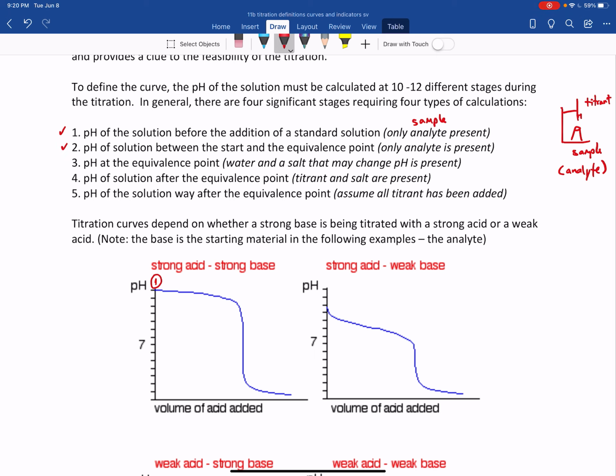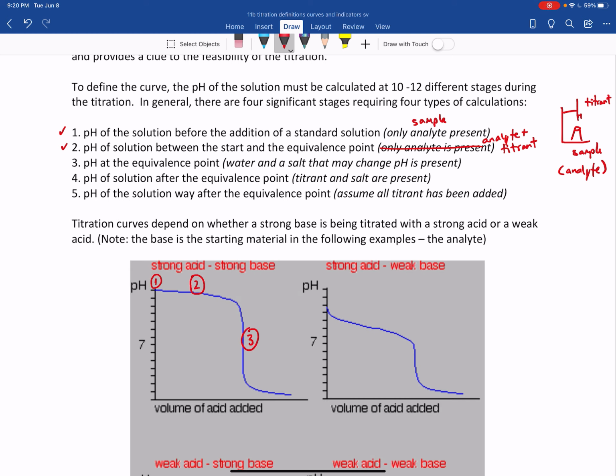Stage 2 is anywhere between the beginning and the equivalence point. So that's generally in this area here. At this point, we have a mixture of analyte plus titrant present at this point because we've added some, right? And you can see that the pH starts to change. Then you have this vertical region of the graph, and that represents the equivalence point, or stage 3. So where the pH changes rapidly, the middle of that point will tell us the pH at the equivalence point.